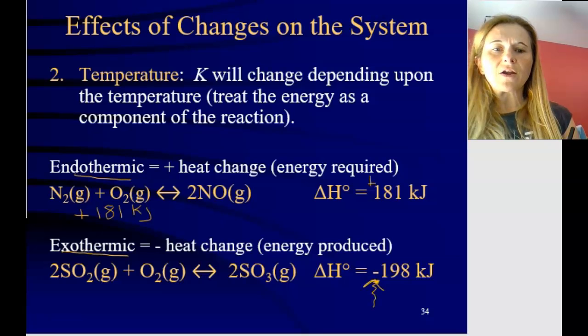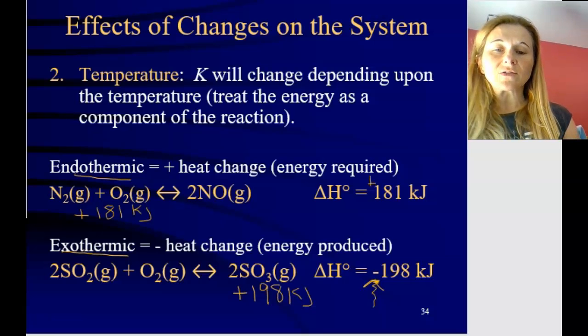Let me turn that into an arrow. It's negative, which means that we would really write it over here as part of our products. Now notice I'm writing a plus sign there because I'm writing it on the product side. It's negative because it's exiting, so it counts as a product.